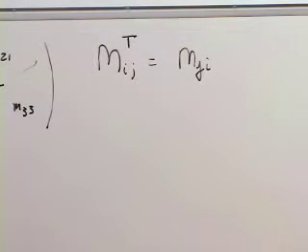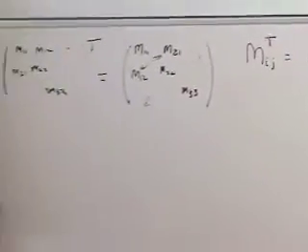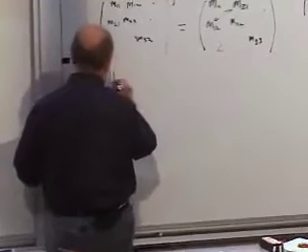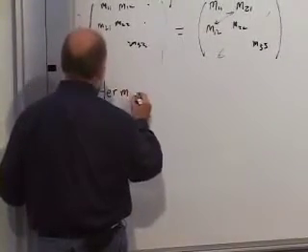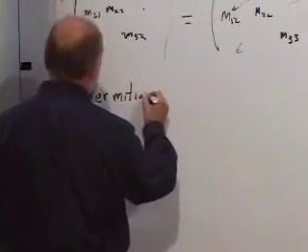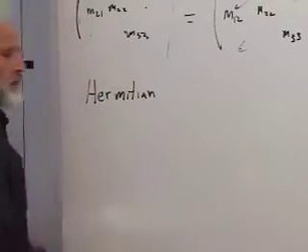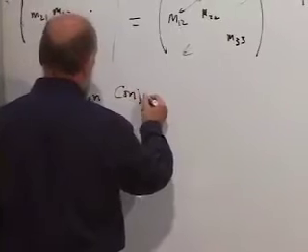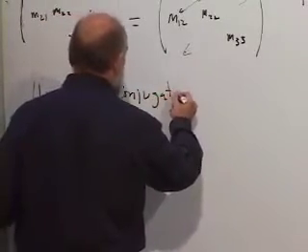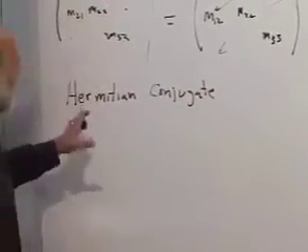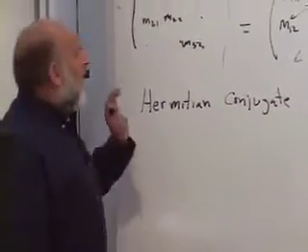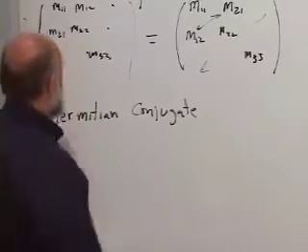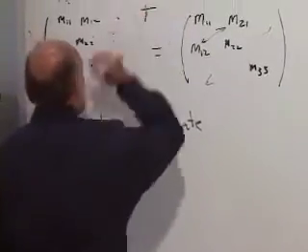The next concept is the Hermitian conjugate. And I'll write it out, Hermitian conjugate. It's a kind of complex conjugation, but complex conjugation for matrices. And it involves two operations. The first is to transpose and then to complex conjugate. And it's represented by a dagger.